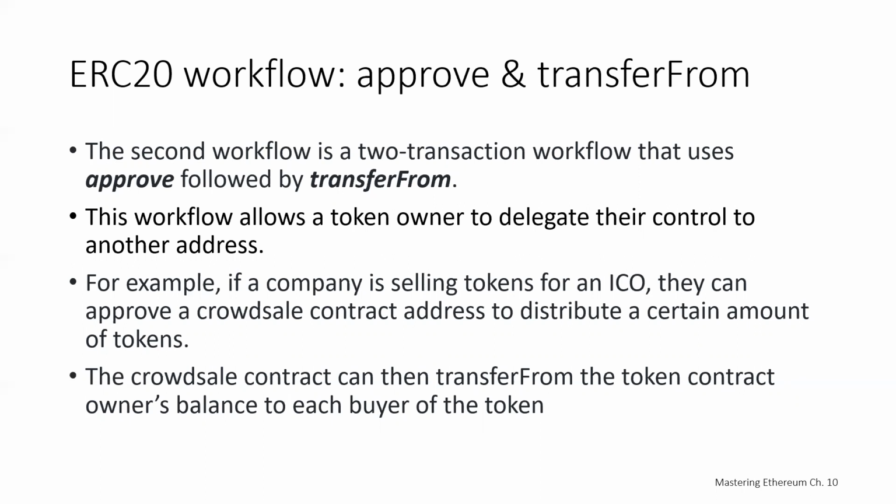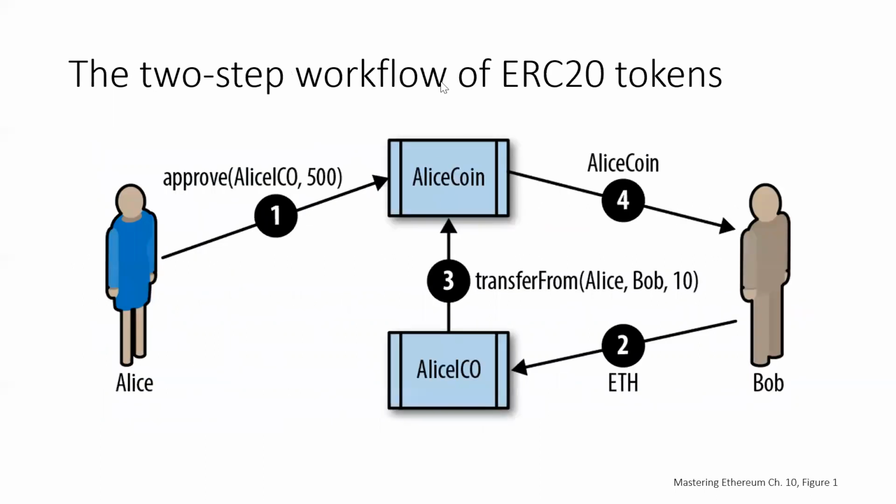The crowdsale contract can then transfer from the token contract owner's balance to each buyer of the token, as illustrated in a diagram that I'll show you in just a minute. So here's our diagram. Here's the 2-step workflow of the ERC20 tokens. And you can see here for the approve and transferFrom workflow, we're going to do 2 transactions.